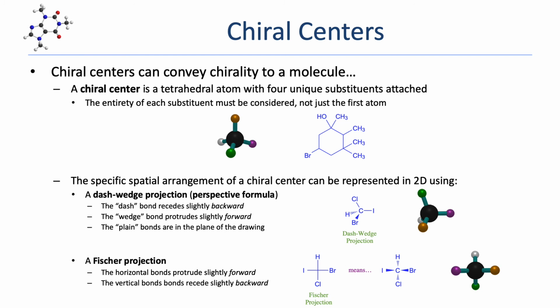So let's work our way around the ring. Let's start at the top carbon of the ring. Is that a chiral center? Well, it is sp3 hybridized, so it is tetrahedral. Does it have 4 different groups attached to it?